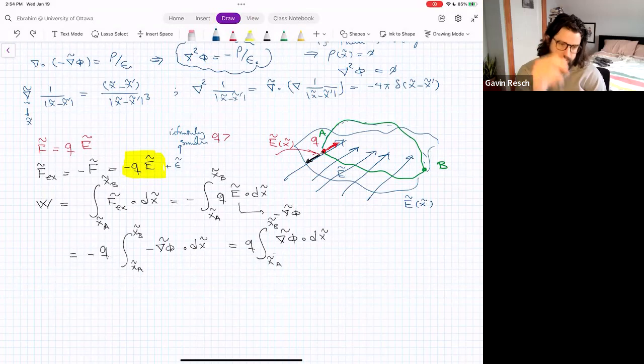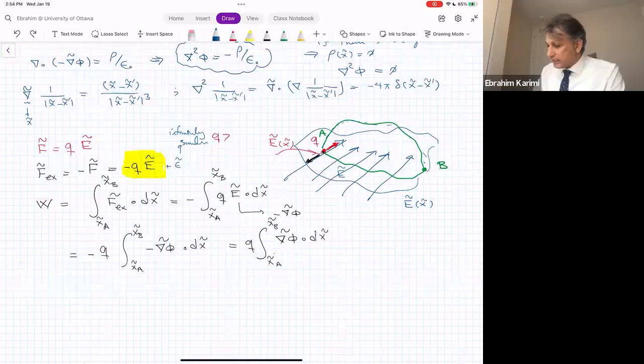Okay. Perfect. So what is the gradient of phi dot dx?